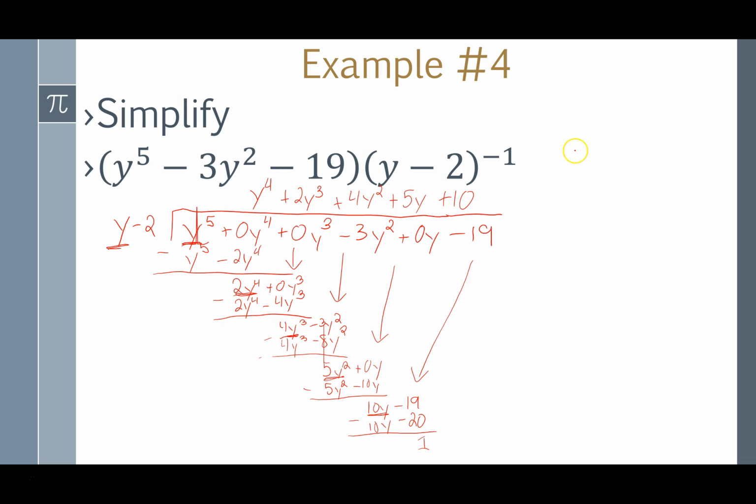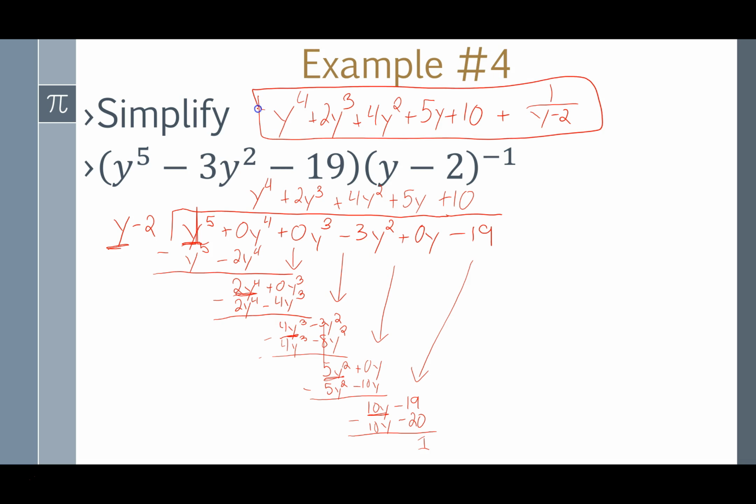So that tells us that's our remainder, so our final answer is y to the 4th plus 2y cubed plus 4y squared plus 5y plus 10 plus, because it's a positive remainder, 1 over what we divide by, which is y minus 2.